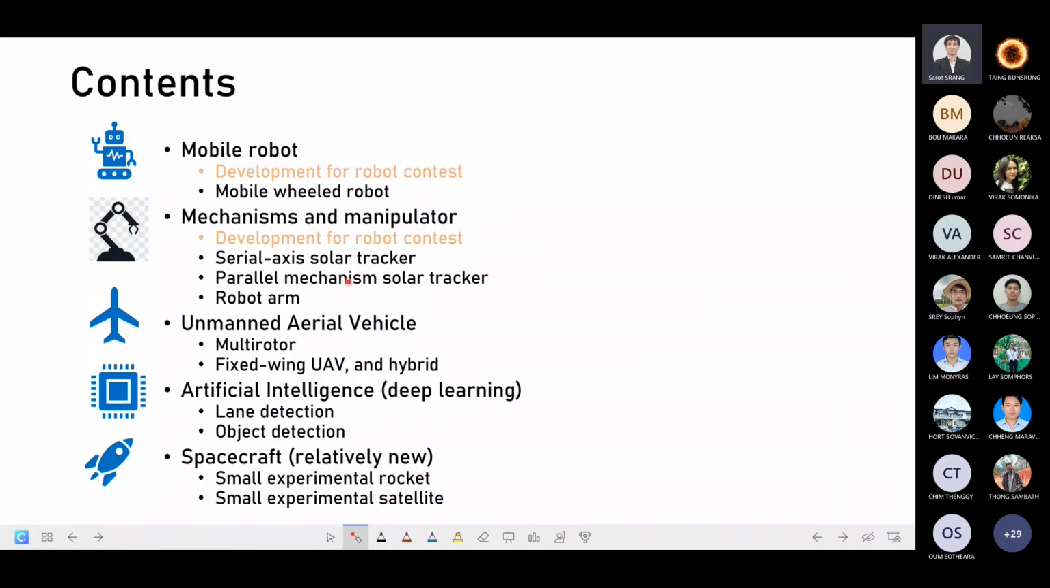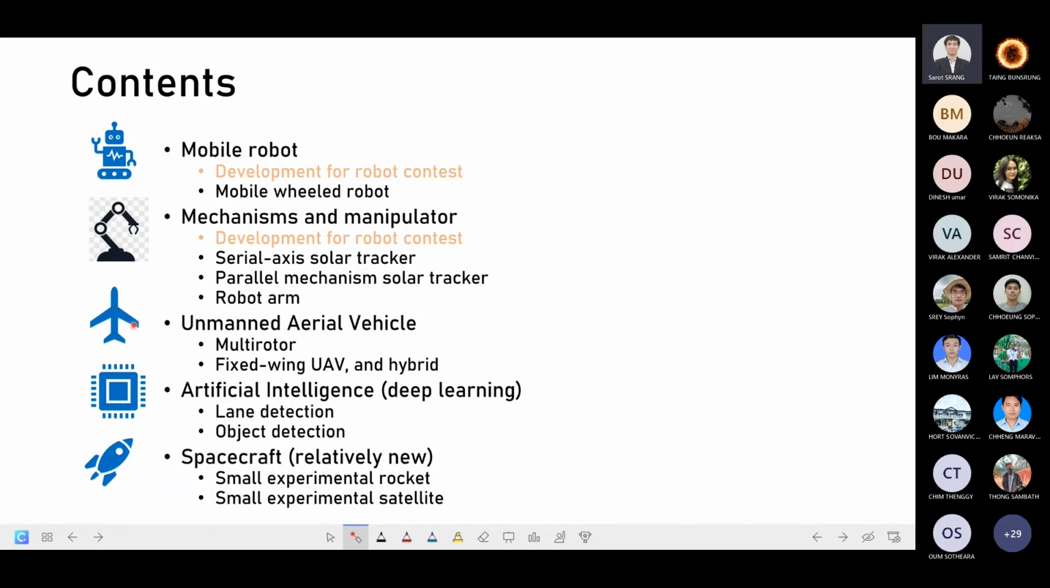So for those who are new to DC-Lab, you can interrupt me and ask for clarification. And you can ask either in Khmer or English. Parallel mechanism means a mechanism that uses rigid bodies and linear actuators or something in order to move the mechanism.